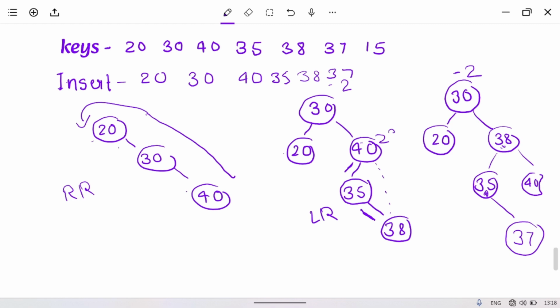All others are balanced. So which rotation do we have to perform? We will check. This is right and left. This is right and this is from right and left.